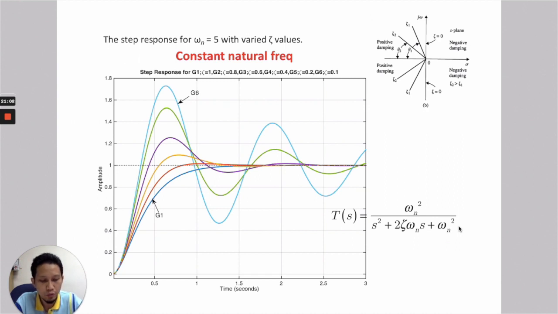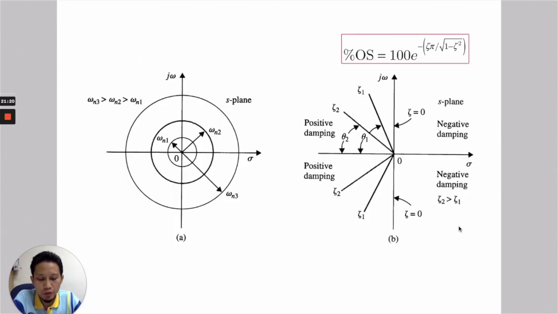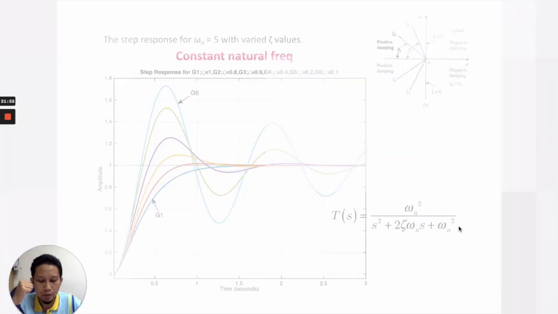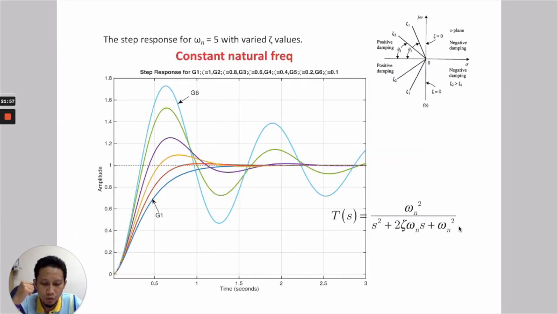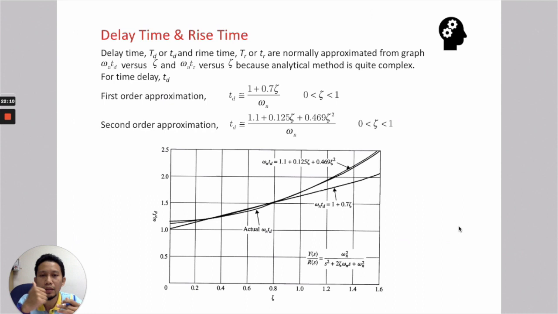In this case, you can refer to this plot. We have the same value of omega n, meaning the location of omega n is the same. We have the same radius over here, but we have different angles. When we have different angles, it means we have different values of zeta. So when we have different values of zeta, we will have different oscillation and different percentage overshoot for each plot. Next we have delay time and rise time.